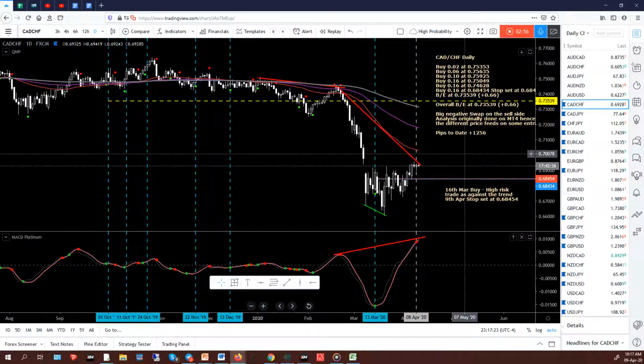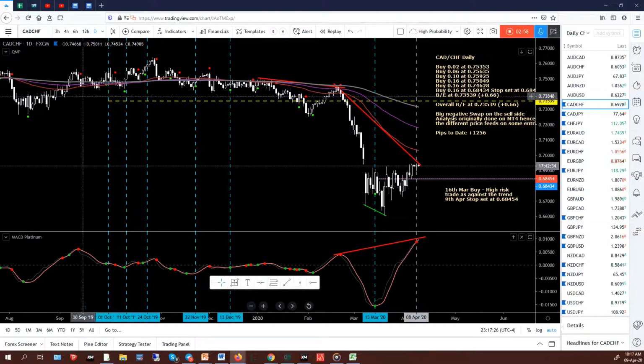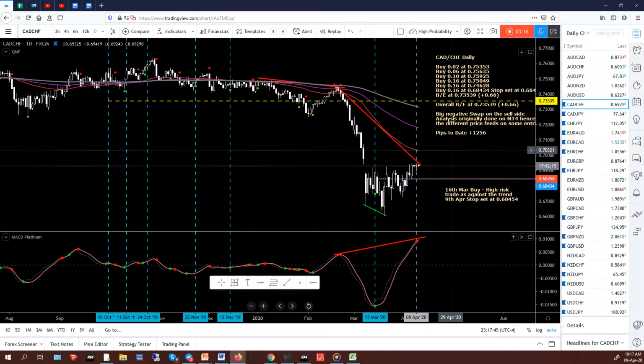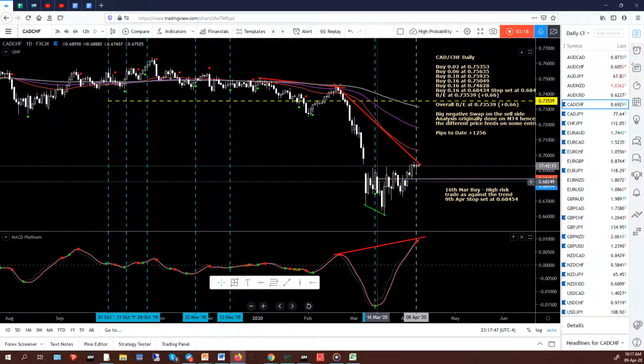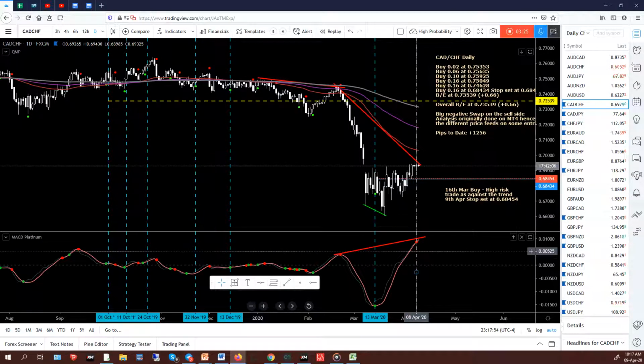CAD Swiss, one of my problem pairs. I've got all these buy trades up here hanging. I haven't drawn buys are represented by vertical blue lines and normally horizontal blue lines. I haven't drawn the horizontal blue lines in because it just messes up my notes, but they're all in this area up here. The yellow dashed line's my overall break even for all trades. I've currently got another buy down here, and I've just moved my stop this morning to above the entry level. As the MACD is above the zero level, and there's a red dot on the MACD Platinum.